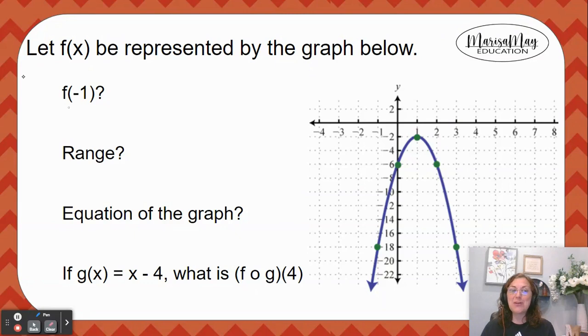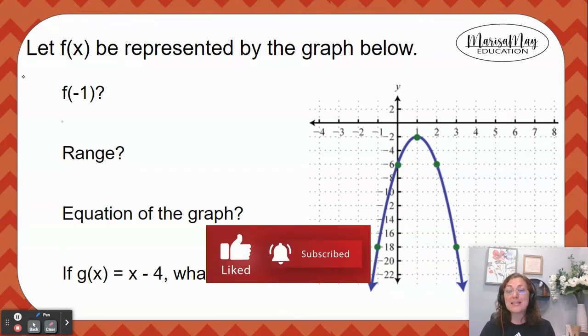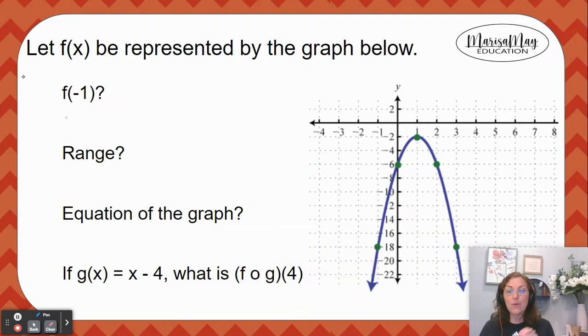Let's begin, first of all, with f of -1. Now, I like to put this into words. So what this really means is, what is the y value when x is -1? Let me say that again. This question is asking, what is the y value when x is -1? So when x is -1, we would be right here. And we want to know, what is the y value on the graph? And that would be -18.